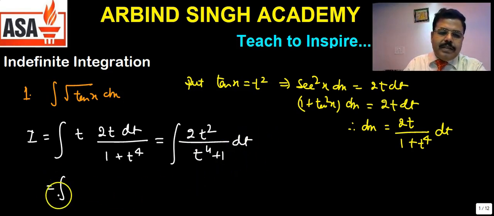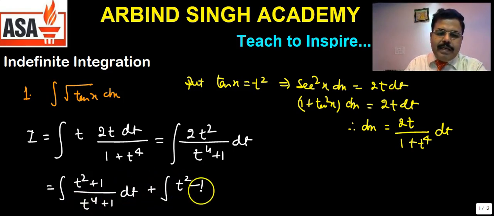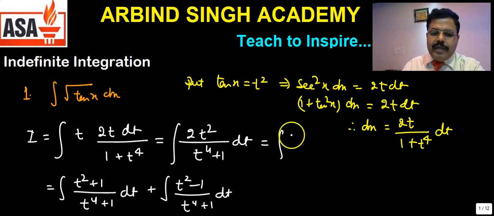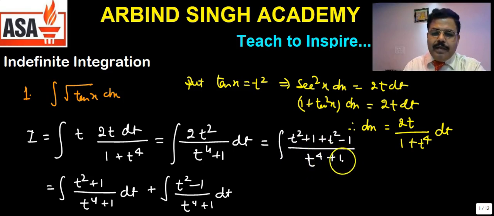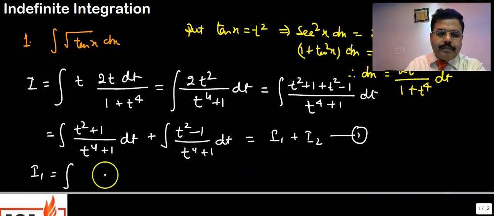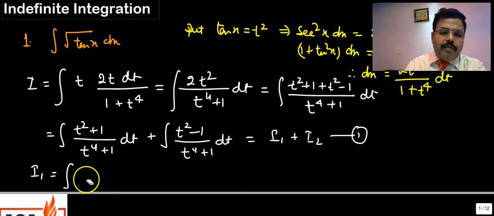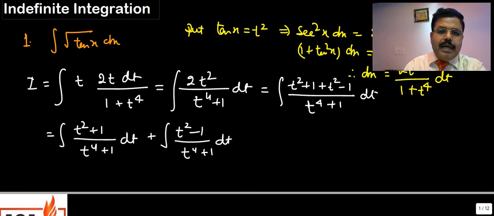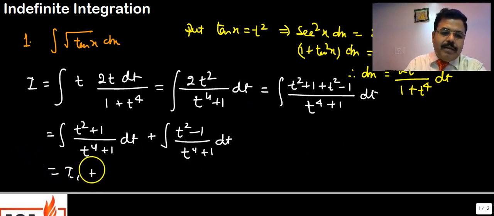The same can be written as t square plus 1 upon t to the power 4 plus 1 dt plus t square minus 1 upon t to the power 4 plus 1 dt. What I did actually is write 2t square as t square plus 1 plus t square minus 1, divided by t to the power 4 plus 1 dt. So we can take it as I1 plus I2. This is equation 1. We can take both of them as separate ones. So I is nothing else but I1 plus I2.